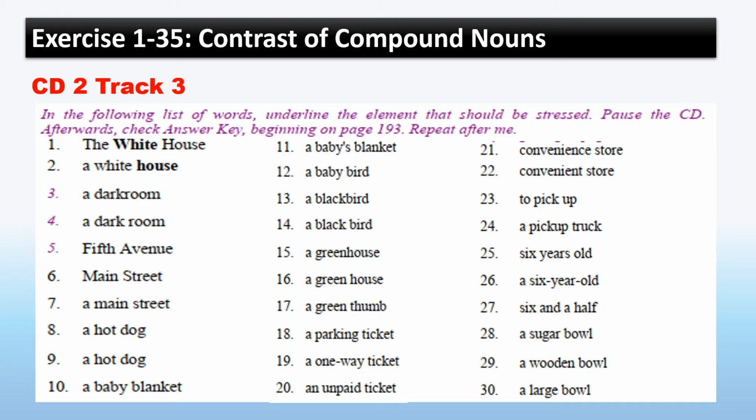Exercise 135. Contrast of compound nouns. In the following list of words, underline the element that should be stressed. Pause the CD. Afterwards, check the answer key beginning on page 193. Repeat after me. 1. The White House. 2. A white house. 3. A dark room. 4. A dark room. 5. Fifth Avenue. 6. Main Street. 7. A main street.